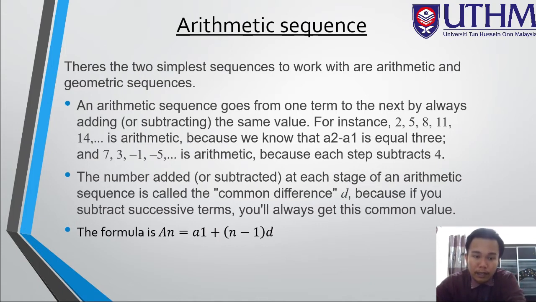The number added or subtracted at each stage of an arithmetic sequence is called the common difference d, because if you subtract successive terms, you will always get this common value. So the formula for the arithmetic sequence is an is equal to a1 plus, in the bracket, n minus 1, close the bracket and times by d.